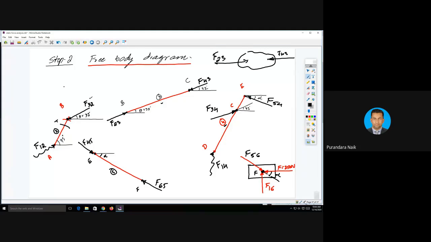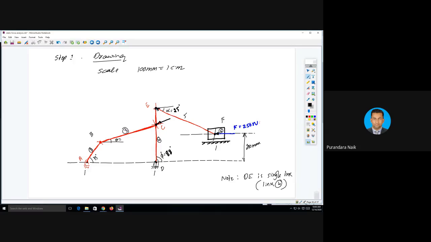And you come to the point E. Point E is a common point, look at this. E is a common point. This is a common point on link number 4 as well as 5. Since it is a common point, you need to check whether any force is acting on link number 5 or not.